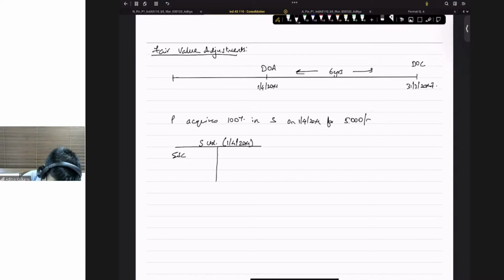Equity share capital 100. Reserves 900. Land 1,000. Fair value of land is 5,000. Okay. Fair value of land is 5,000.